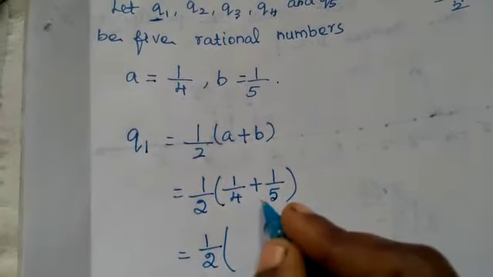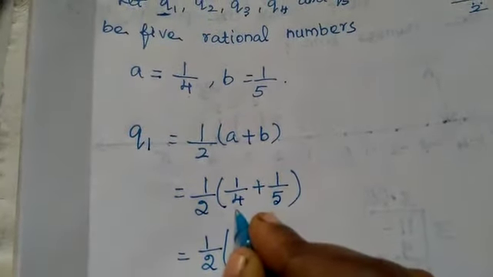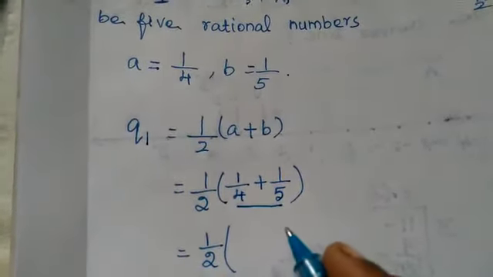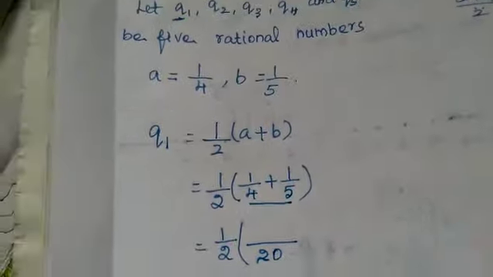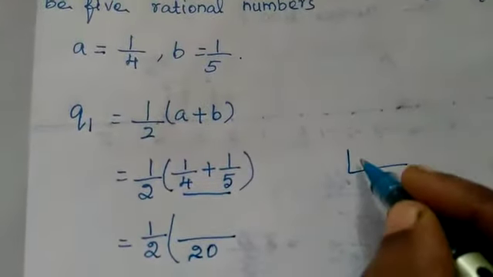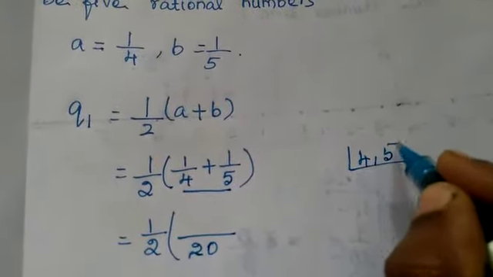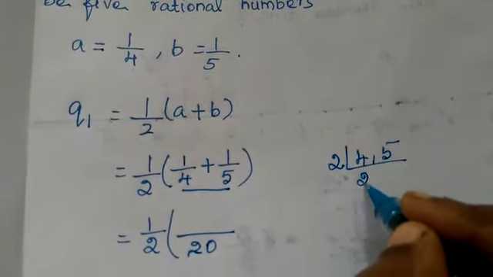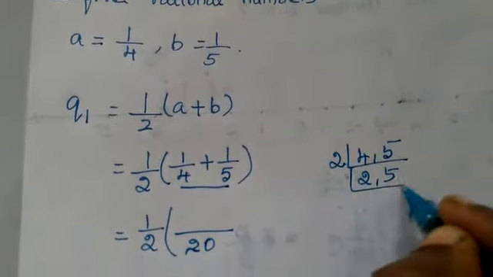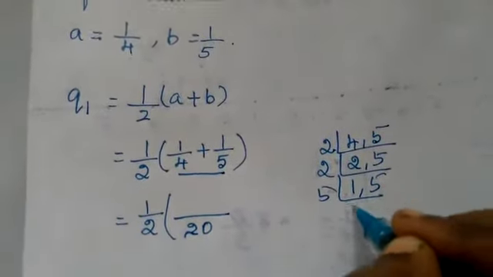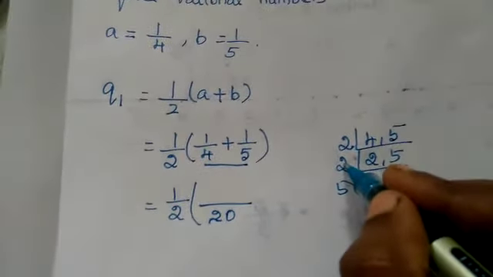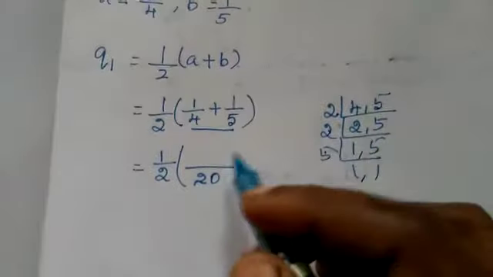No, because the denominators are different. We want to take the LCM. Is there any common divisor between 4 and 5? No. So you can just multiply and write. Otherwise, if you want to take the LCM, you write 4, 5. Divide by 2: 2 twos are 4, 5 as it is. Now 2, 1, 5 as it is. Again 5, 1, 1. What is the LCM? 2 twos are 4, 4 fives are 20 is the LCM.